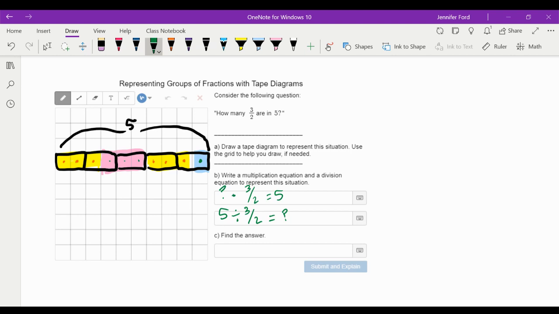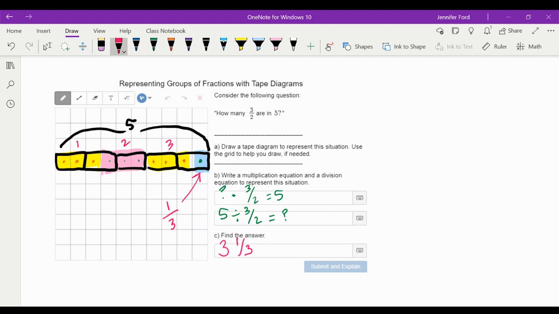So now I'm looking at this. I see one group, two groups, three groups, and then this is a part of a group. I have one piece, and each group takes 3. So this is 3 1/3 is the answer. 5 divided by 3/2 is 3 1/3. I hope that you find this helpful.